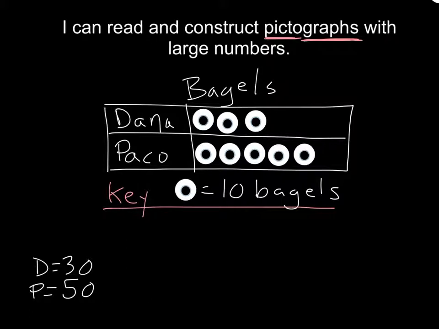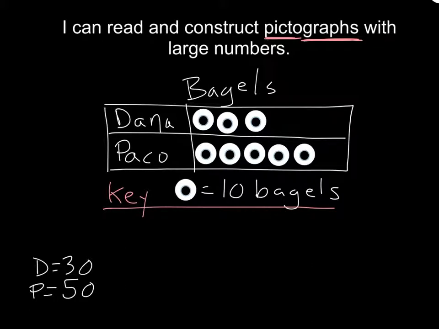What could you do if Dana and Paco were buying bagels for a ton of people, and Dana bought 300 and Paco bought 500? What would you do? Pause and think. Okay, I'm coming back. Hopefully you paused it.